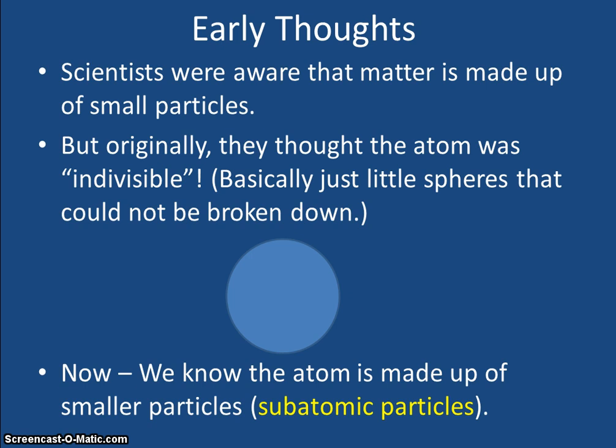Today, we know that the atom is made up of smaller particles, and the fancy word for those smaller particles is subatomic particles. It sounds really fancy and scary, but if you just break down the words, it's easy. Sub just means under or less than, and atomic means atom. So what you're talking about is something that's smaller than an atom.